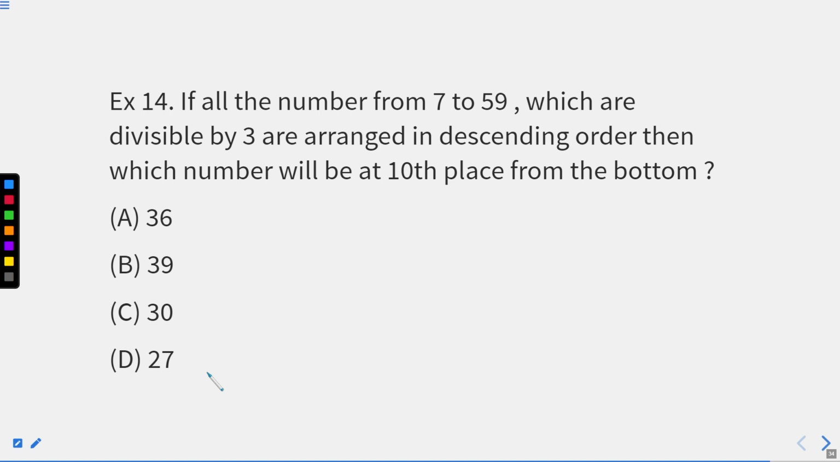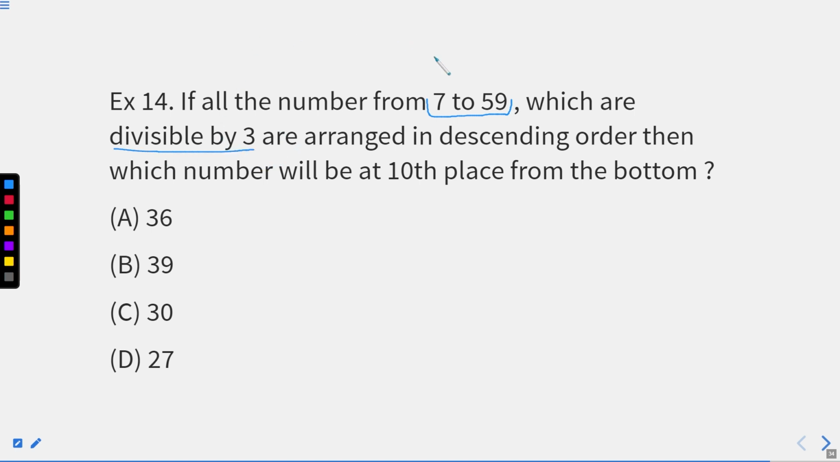That is question number 14. Again a language question. Here you need to read the question properly and start answering as per the instructions. Now the question says, if all the numbers from 7 to 59, we are talking about the numbers from 7 to 59 now. As I mentioned, as soon as we get a number, we'll mark it down just for our ease, right? So from 7 to 59, which are divisible by 3? Again a number with a condition, divisible by 3.